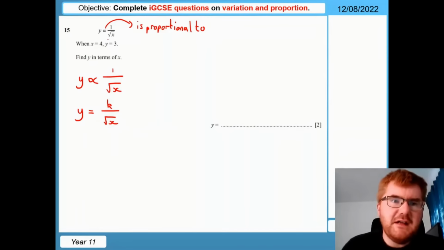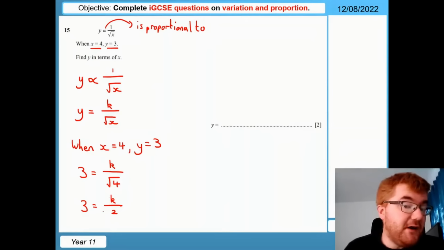And then we want the k on its own. So what's the opposite of dividing by 2? Well, we want to times by 2 on both sides. 3 times 2 is equal to 6, and that gives us the value of k that we're looking for.